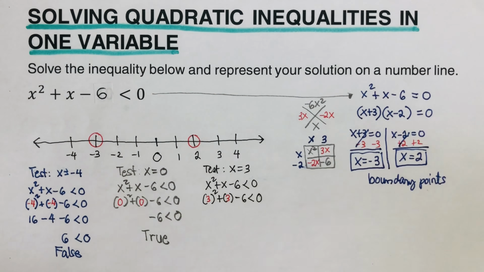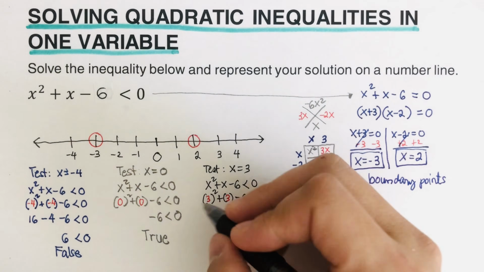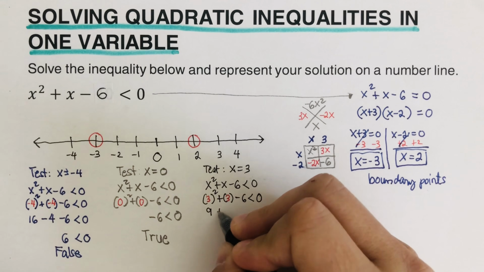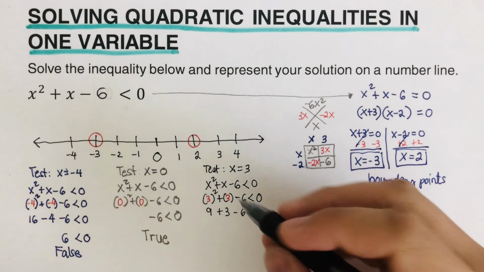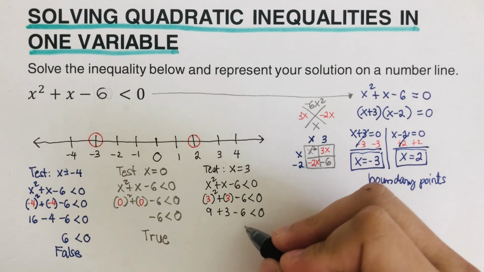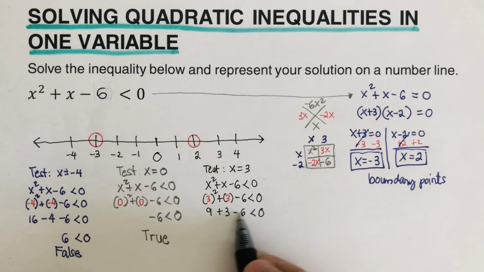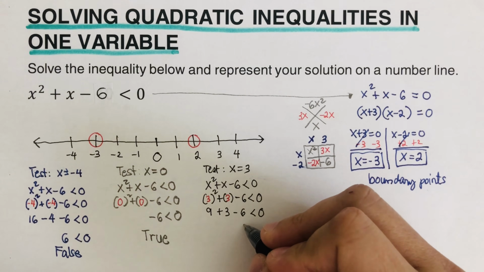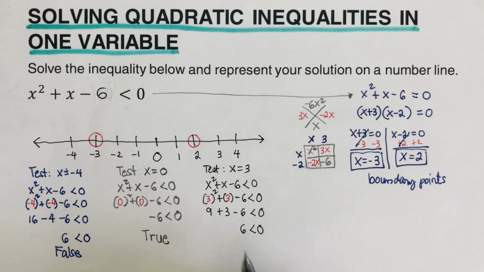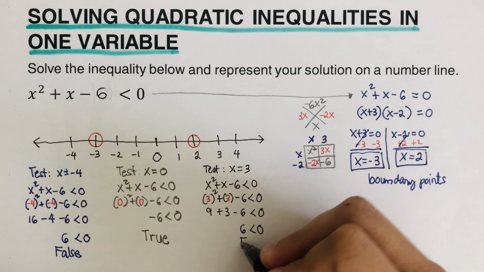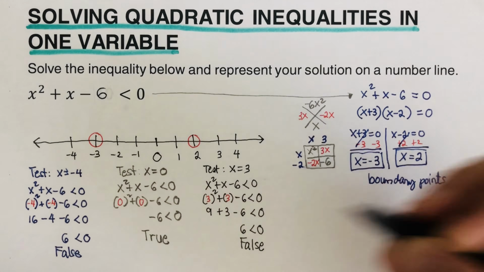So 3 squared is 9. So that's going to be 9 plus 3 minus 6 is less than 0. So 9 plus 3 is 12. 12 minus 6 is 6. So 6 is less than 0. Is this true or is this false? This is false because 6 is greater than 0.